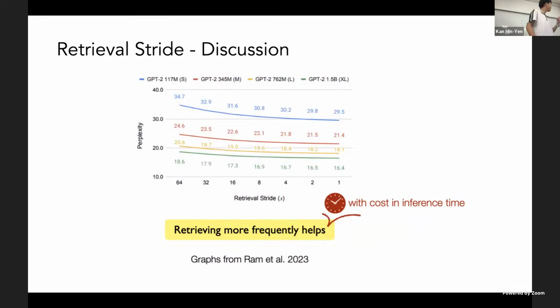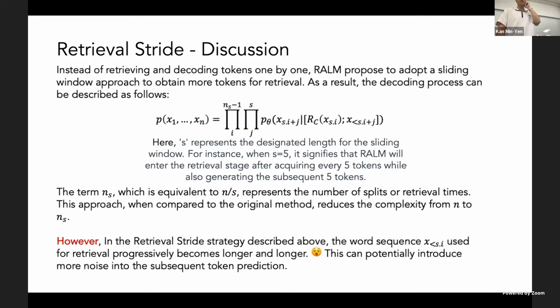So the first finding this paper provides is that retrieving more frequently actually helps. One extreme is to retrieve the words one by one, but the inference time gets longer and longer, so it's a balance. If retrieved more frequently, the performance gets better, but the inference time increases a lot. So it depends on the real usage scenario, I think.